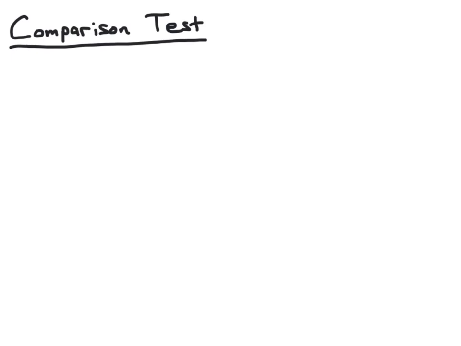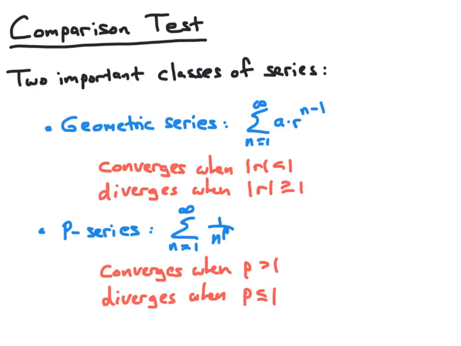In this video, we're going to discuss the comparison test for series, which will be used to determine the convergence or divergence of a series by comparing it to a series whose convergence or divergence is already known. In order to use the comparison test, we're going to need a collection of series whose convergence or divergence is easily determined, in which to compare to.